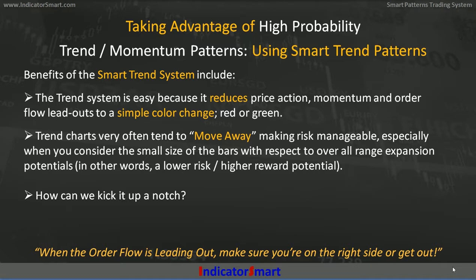The trend system is really easy because it reduces price action, momentum, and order flow leadouts to a simple color change, red or green. Trend charts very often tend to move away, making risk manageable, especially when you consider the small size of those bars. On that ultimate tick bar chart we looked at, very often the bars are only about 10 or 11 ticks, and the movements are much larger. We're going to see in a table in a few minutes just exactly how big some of those range expansions become. But for now, let's take a look at how we can kick this up a notch.